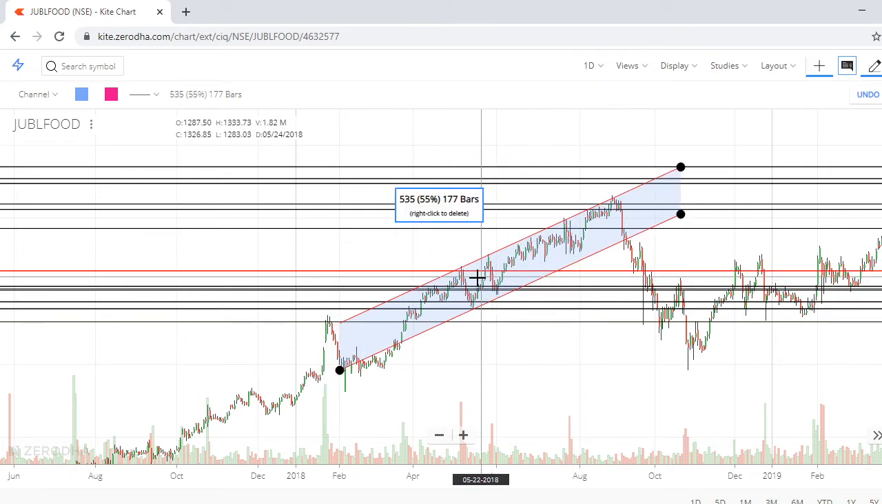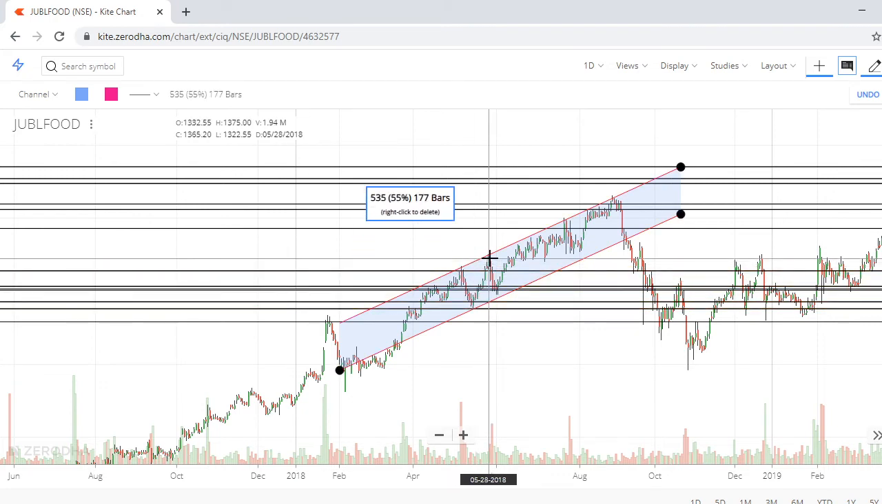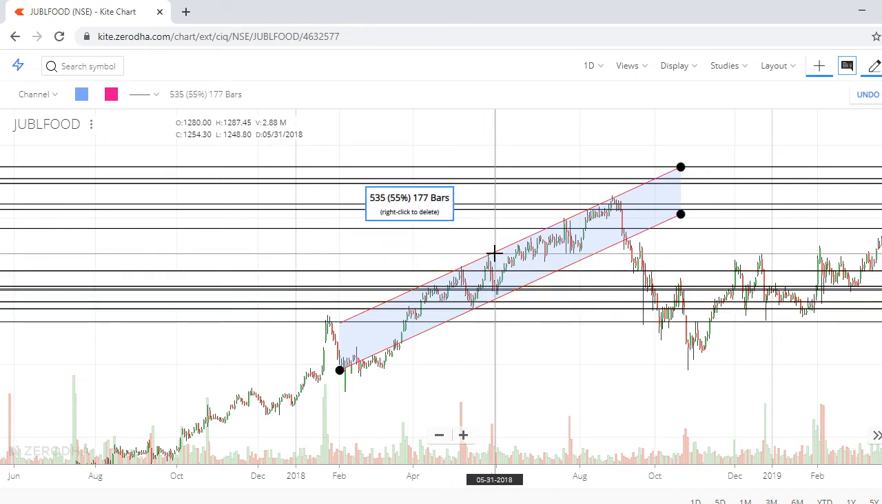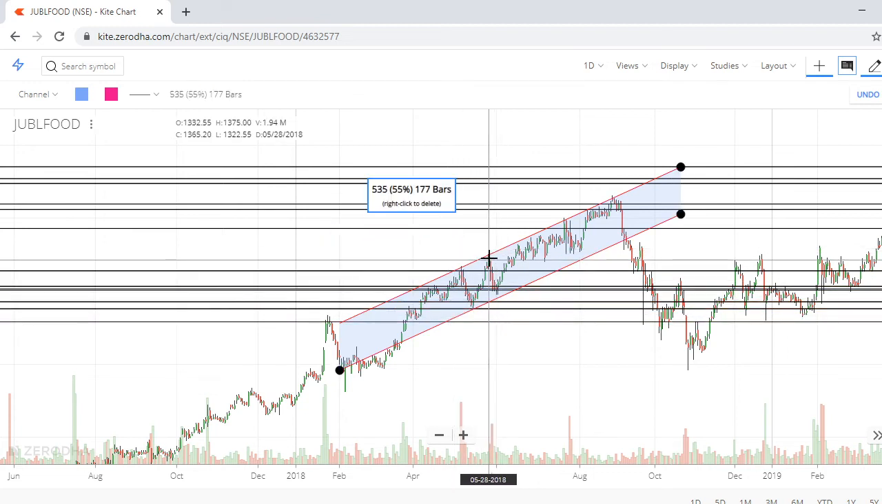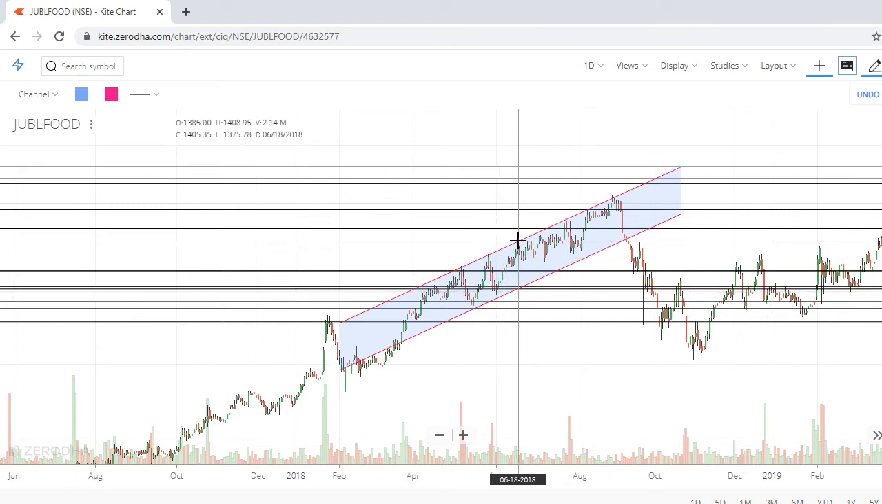Let's suppose if this is the channel, there you book the profit, again enter here at the 1200 range, again book your profit at 1360. So almost 1200 to 1360, 160 points, which is nothing but 13-14%. Okay, again book your profit, it came down to 1250 level, again it hit here 1420, book it here.